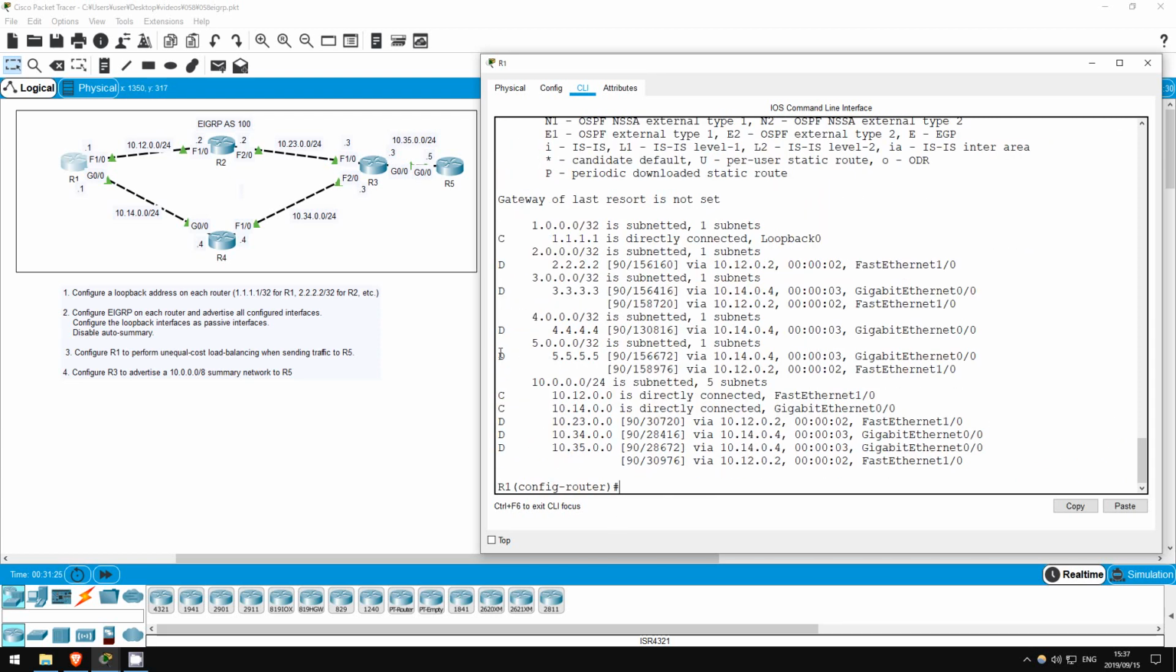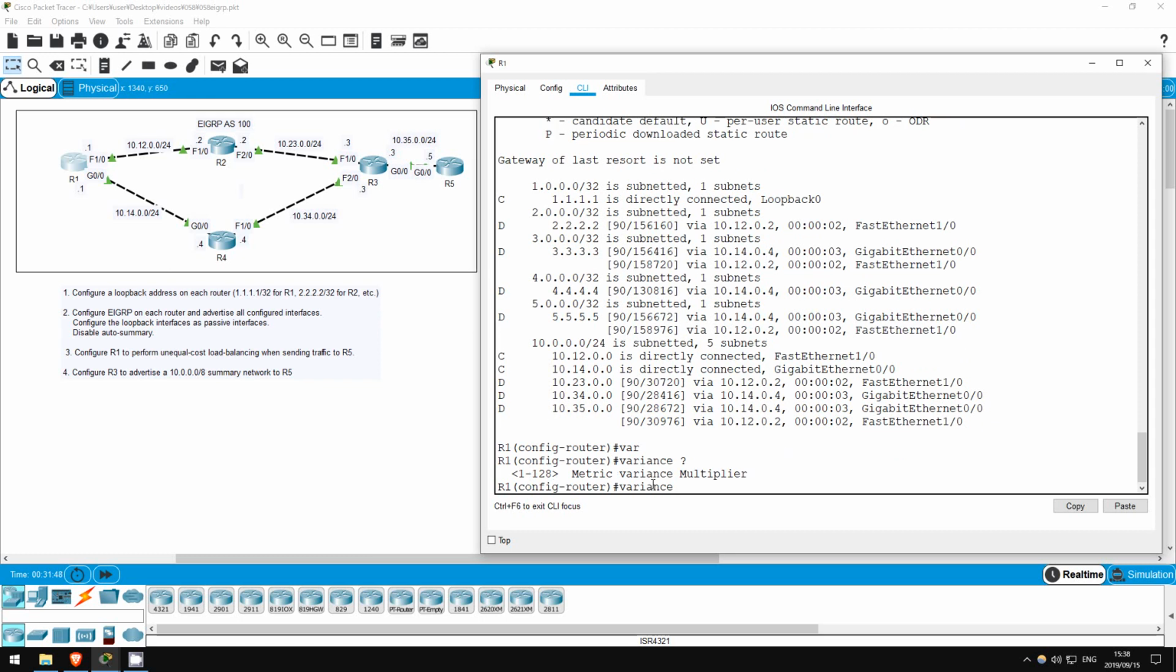Now you can see both paths are in the routing table, both for the 5.5.5.5 loopback address and the 10.35.0.0 network. Let me just emphasize one point. EIGRP will never load balance over paths which aren't feasible successors. You can set the maximum variance, 128, but if the other paths aren't feasible successors, EIGRP won't load balance over them. This is an important feature to prevent routing loops.